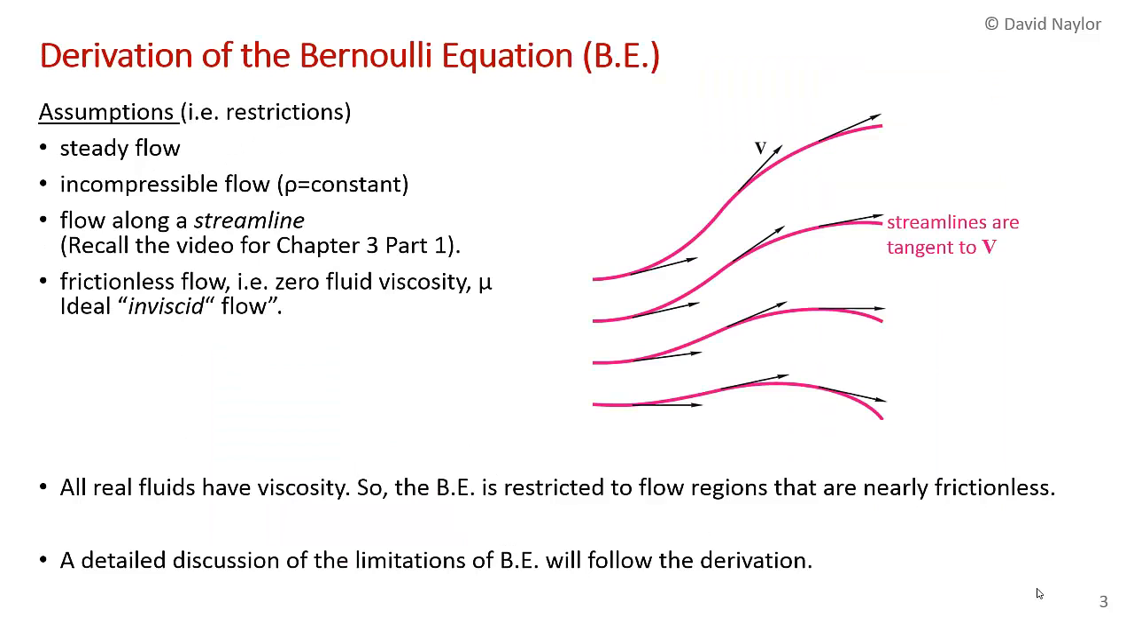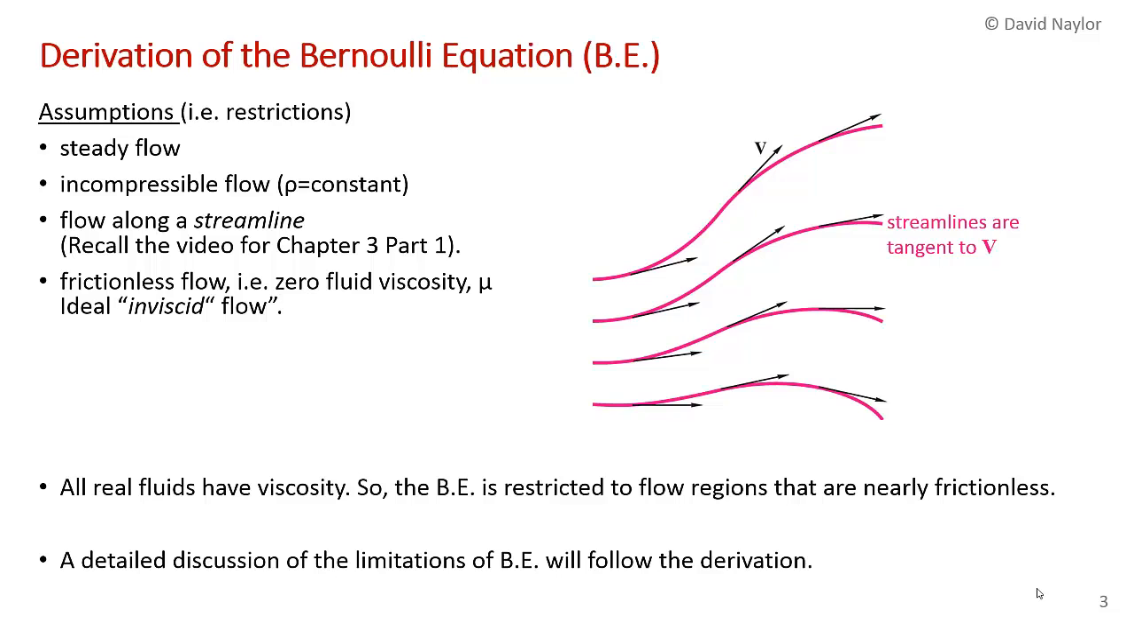Okay, moving on to the derivation of Bernoulli's equation. Let's talk a little bit about the assumptions, or in other words, the restrictions to this equation, and I'll come back to this in more detail because it's very important not to misapply Bernoulli equation. So the assumptions are the flow is steady, so we don't have any transients. We're also assuming that the flow is incompressible, so in other words, the density is constant. We're also going to assume that the flow is along a streamline. So Bernoulli's equation applies to flow along a streamline, as you'll see as we move along in the derivation.